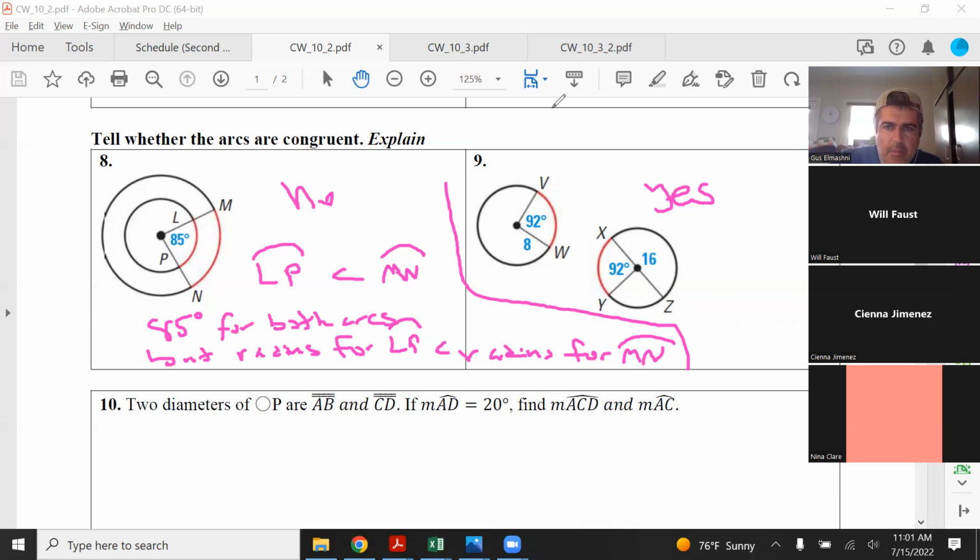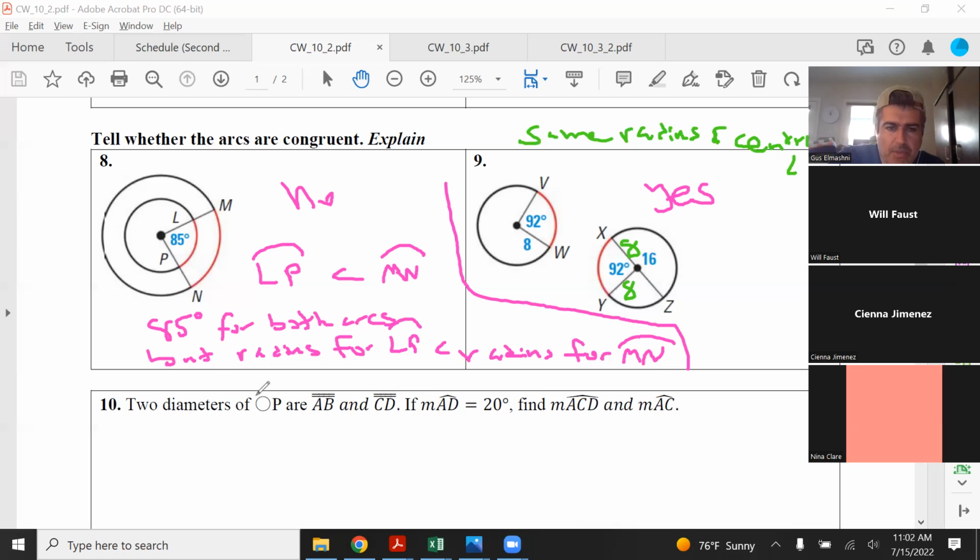And then here, these both have a radius of 8. The diameter is 16 for the second circle. So it's yes because same radius and central angle. Central angle is the same for LP and MN, but obviously the radius was different for both.